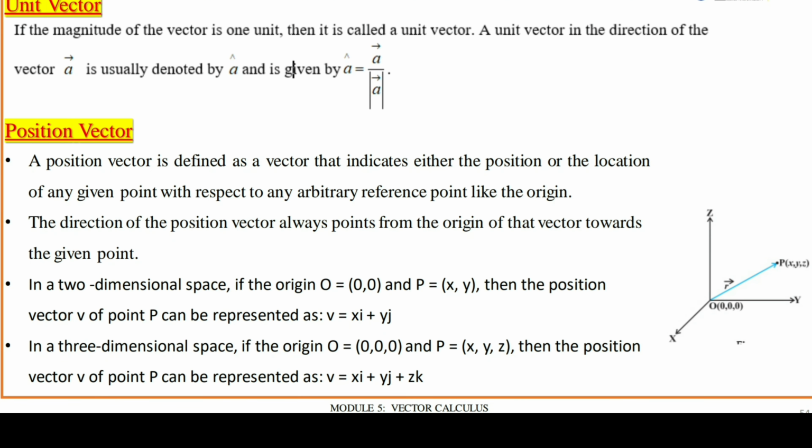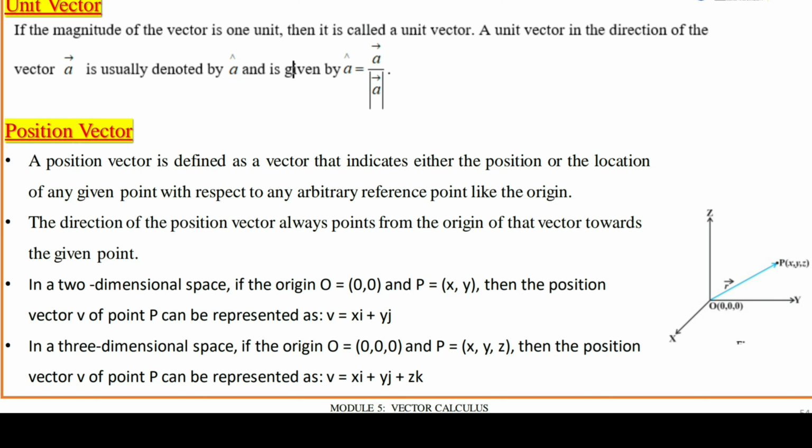Unit vector. So how do you find the unit vector? If the magnitude of the vector is 1, then we say it is a unit vector. The unit vector in the direction of the vector A is denoted by A cap, and the answer is vector A divided by the magnitude of vector A. Just now I told you how to find the magnitude of a single vector. That is square root of the i component square, j component square, k component square. We will do it further.